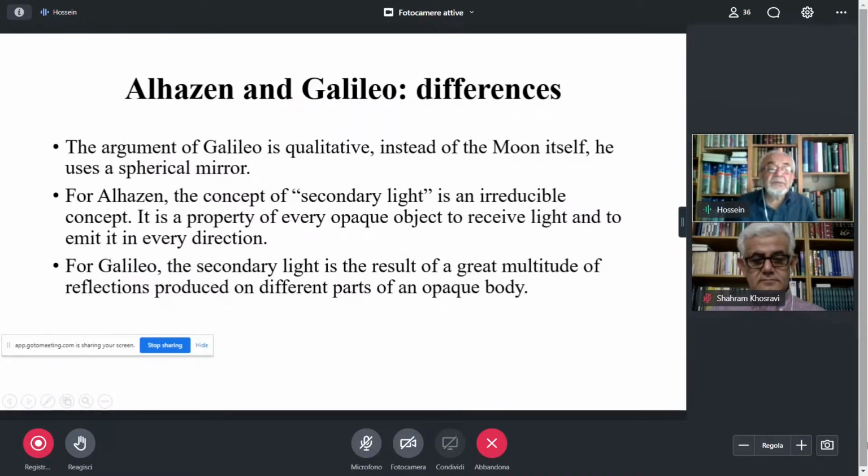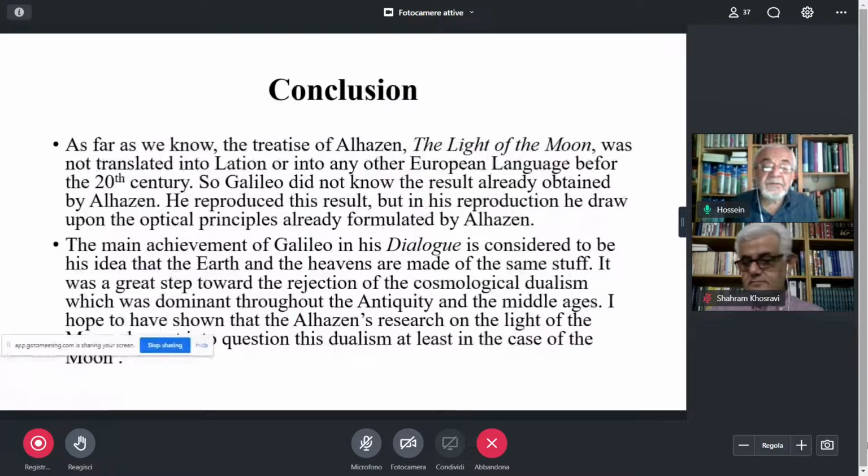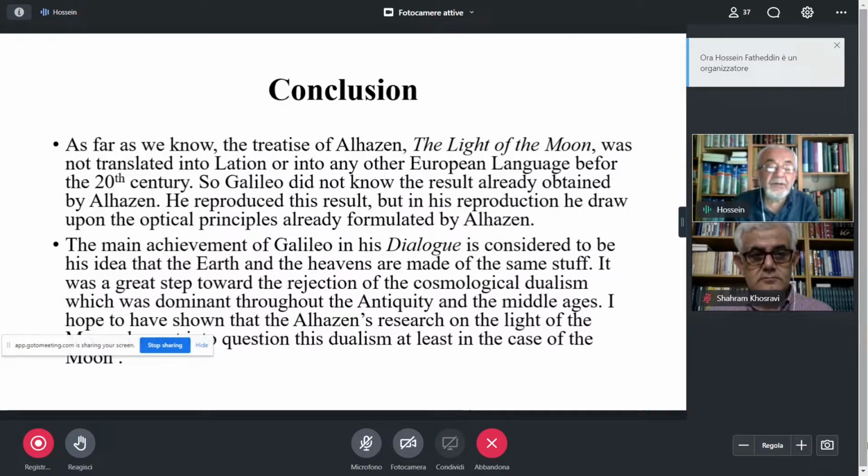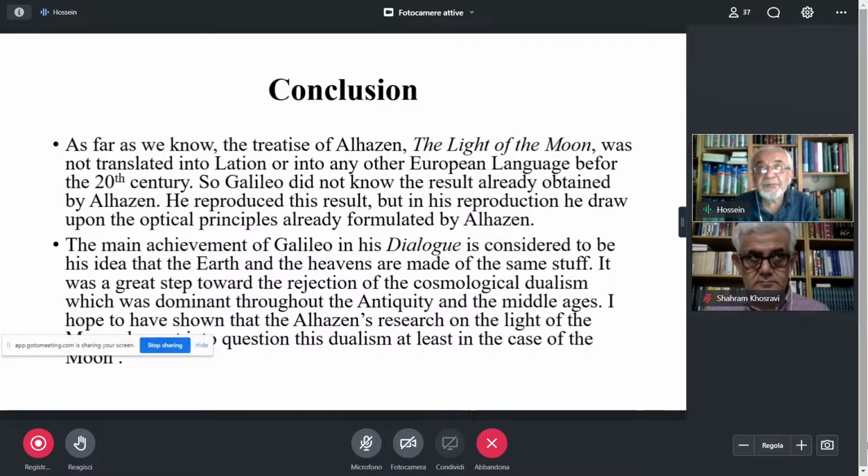And to conclude, as far as we know, the treatise of al-Haytham on the light of the moon was never translated into Latin or any other European language before the 20th century. So Galileo did not naturally know the results already obtained by al-Haytham. But in fact, he reproduces in a different way this result, and in this reproduction, he draws heavily upon the optical principles already formulated by al-Haytham.